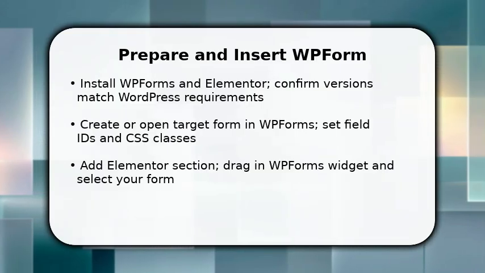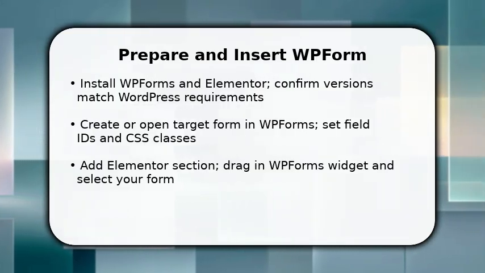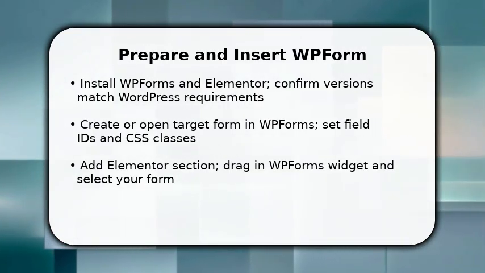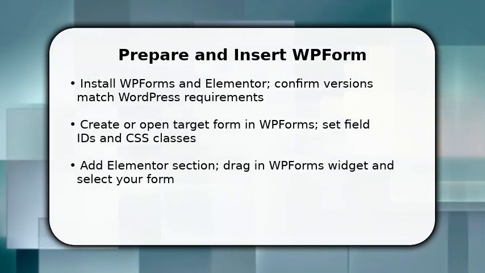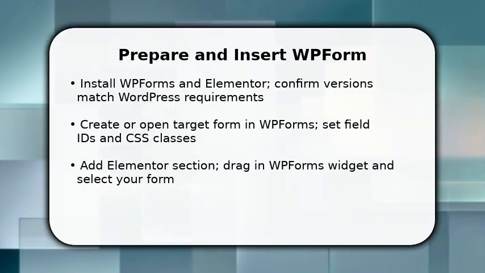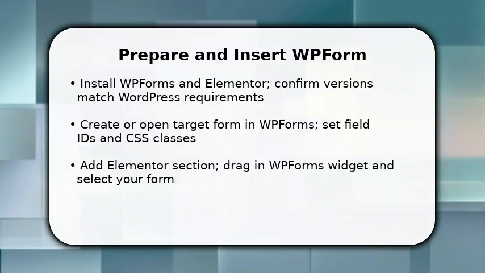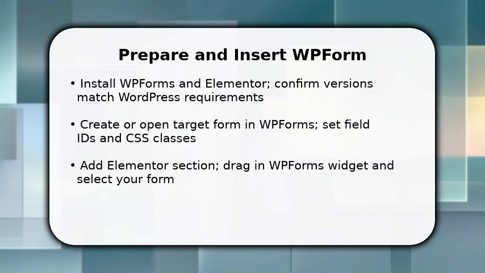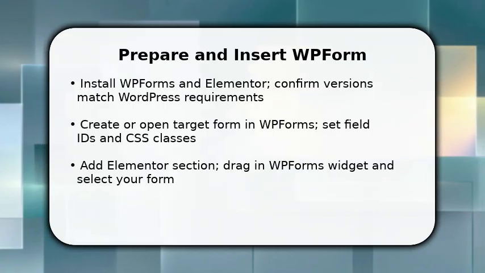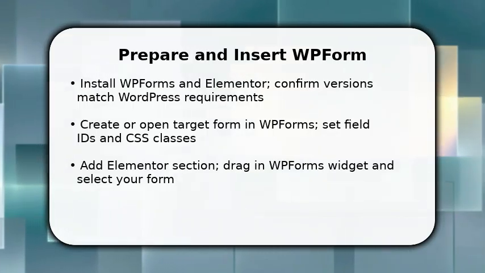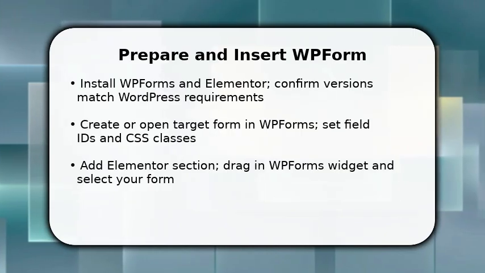You start by preparing both tools, install and activate WPForms and Elementor, and confirm compatibility. Open your WPForms editor, assign clear field IDs and a form CSS class so you can target them. Then in Elementor, add a section and drop the WPForms widget into it, selecting the specific form you created. This immediately links the form to the page.